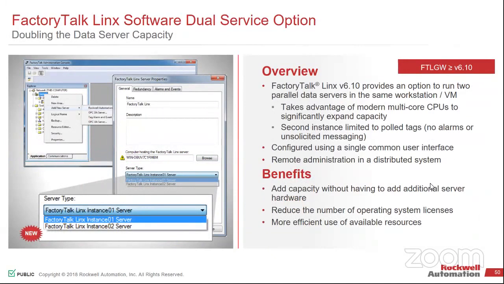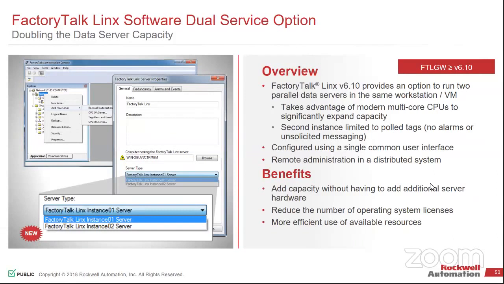FactoryTalk Linx dual service option. As we're looking at our data server, Linx as our data server can be CPU intensive. We have optimized FactoryTalk Linx for multi-core computers, such that we can now run two data servers because they can split the cores on a multi-core computer, meaning we can now have more data coming into a single computer. This can reduce the number of VMs you may have to deploy, and it can reduce the load on the network by sharing all the data.